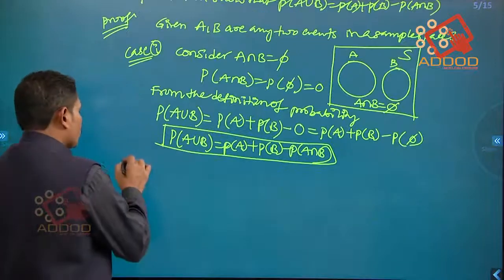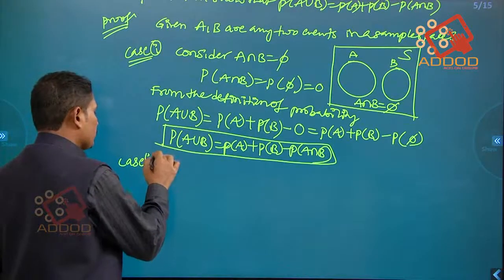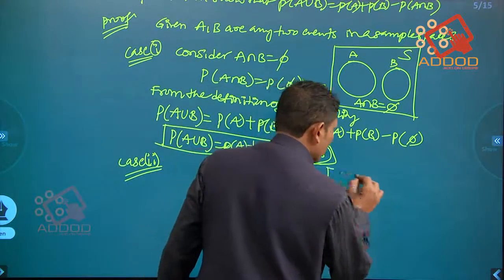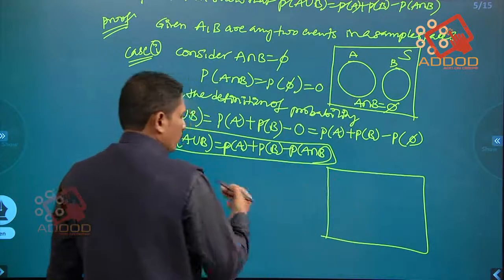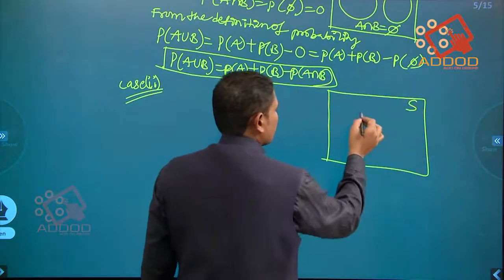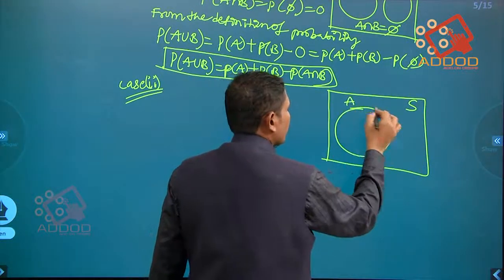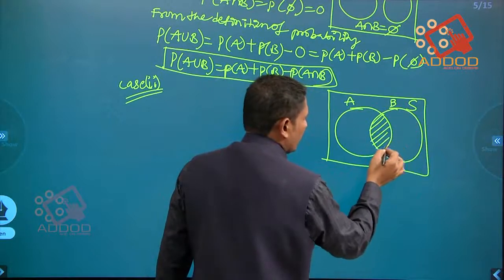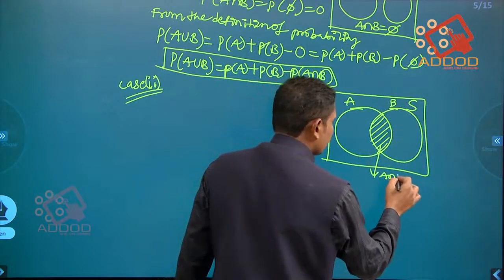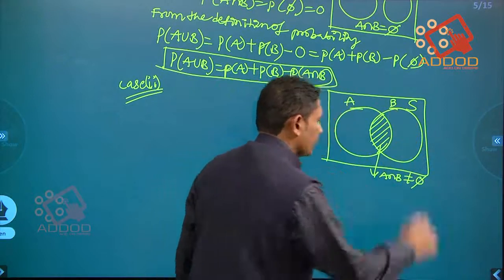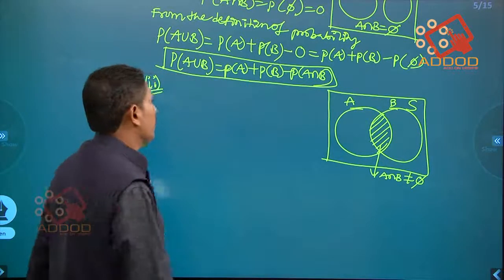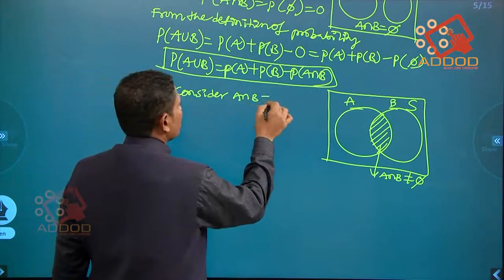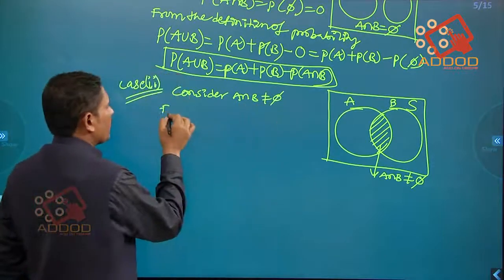Now go to case 2. Here A intersection B is not the null set. Now I can use the Venn diagram: this is the sample space, the event A is here and the event B is here. This is called the intersection of A and B. That should be A intersection B is not equal to the empty set. They have some common values. So consider A intersection B is not equal to phi.